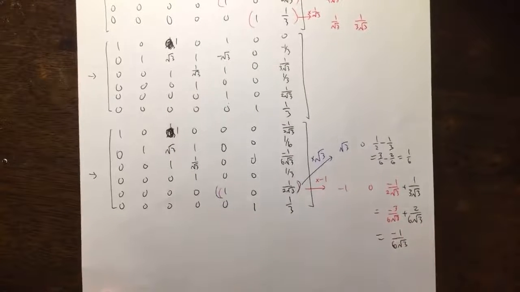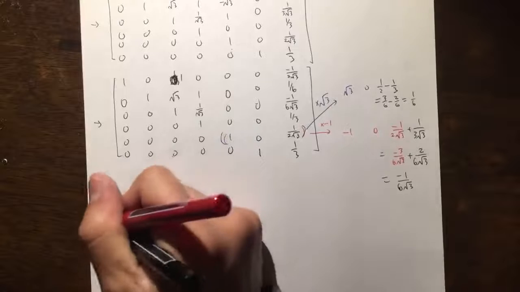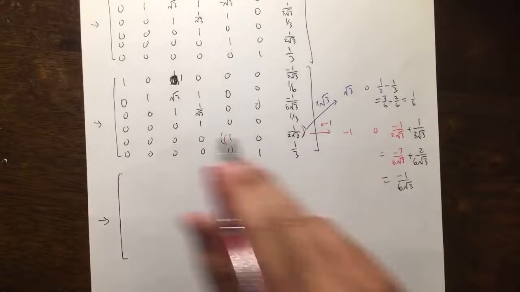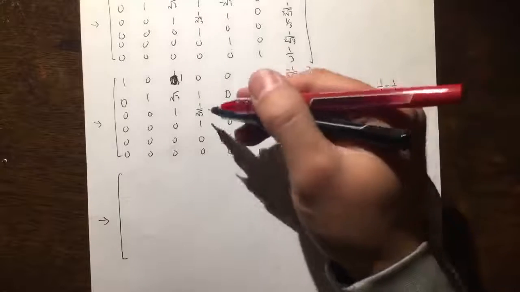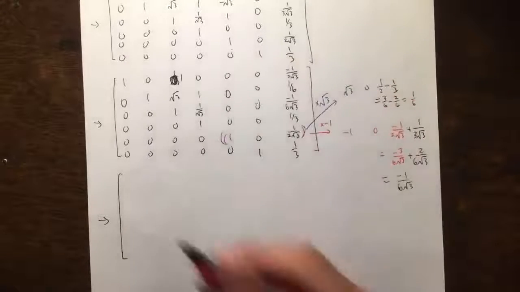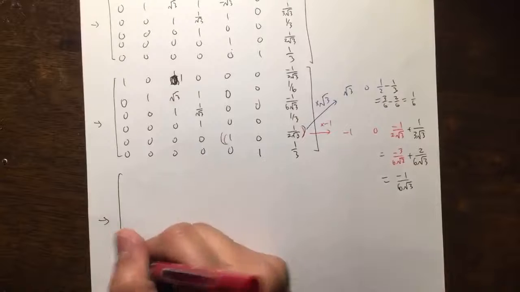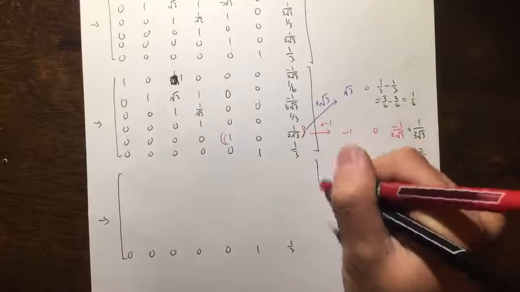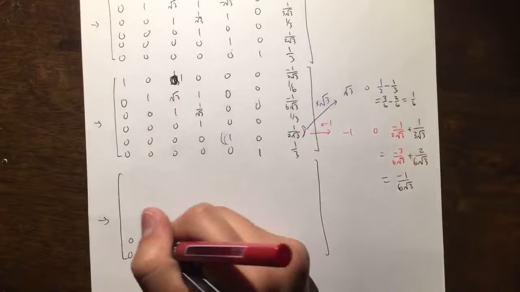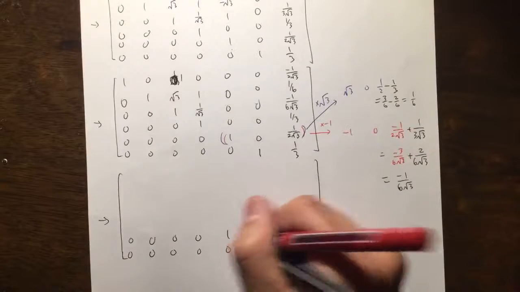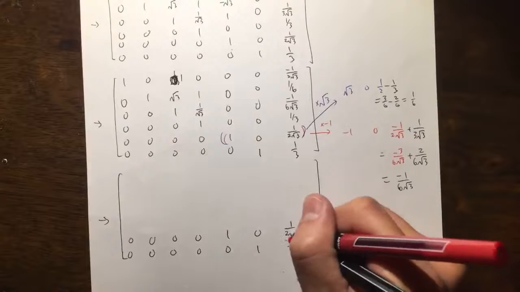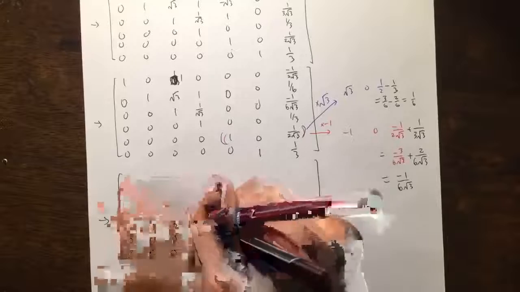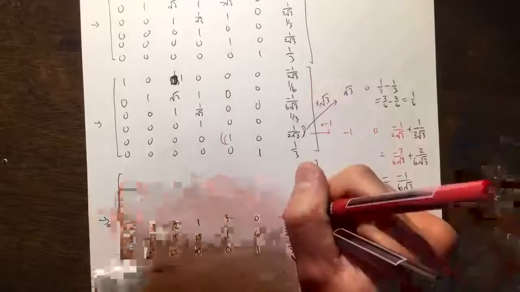Okay, perfect. Right now, this row is okay, this row is okay, this row is okay. I will make this 0, 0, 0. Okay, so I will just copy this down again. So this is 0, 0, 0, 0, 0, 1, 1/3. And then this right here is still good. 0, 0, 0, 0, 1, 0, 1/2 square root of 3. This row is also okay, so 0, 0, 0, 1, 0, 0, 1 third.